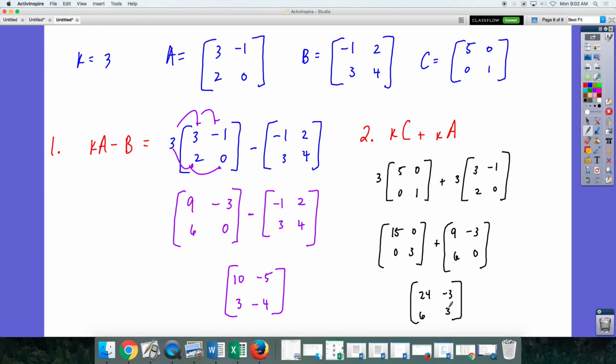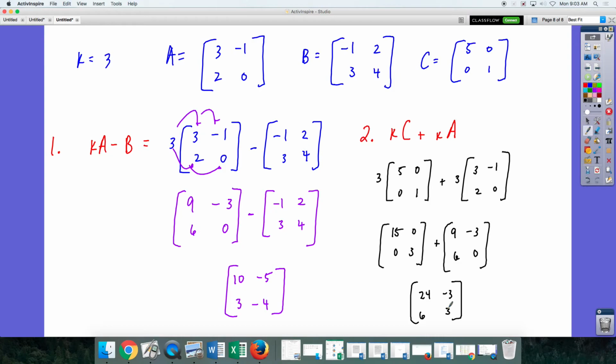Alright, so here, it's telling us to multiply both matrices by 3, right? So we multiply matrix C by 3, we get 15, 0, 0, 3. We multiply matrix A by 3, and we get 9, negative 3, 6, and 0. And then we add those two things. 15 plus 9 is 24. 0 plus negative 3 is negative 3. 0 plus 6 is 6. And 3 plus 0 is 3. Any questions? Everybody good with this stuff?